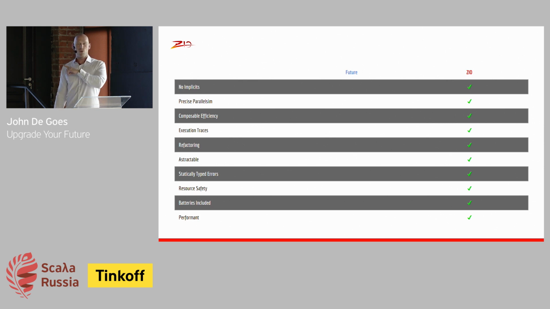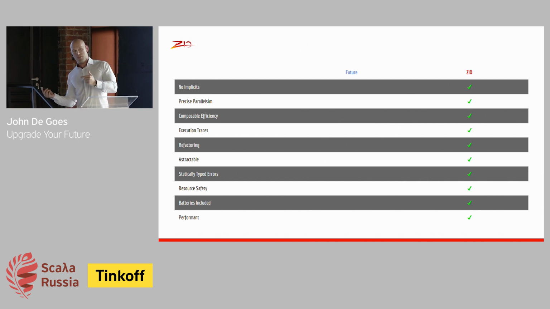I went back and forth on whether or not I should include this comparison chart between Future and ZIO. It seems harmless enough, but I swear this chart will get me banned from some places. What does the Russian Scala community think? Is it okay for me to have this chart in here? Yeah? All right, good.